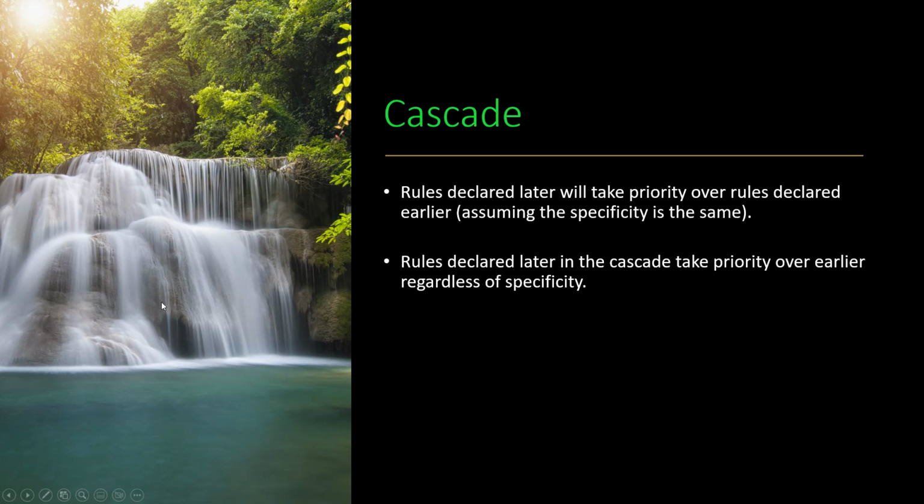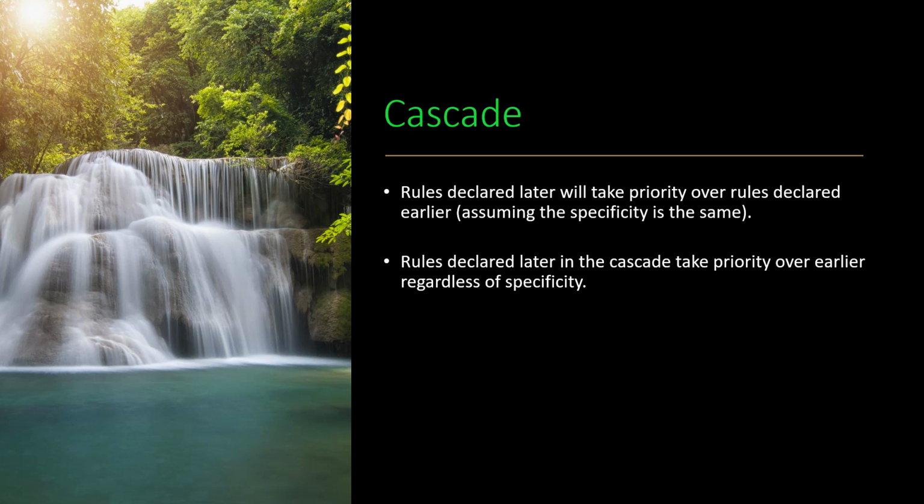Now, if we look at our second bullet point there, it might appear to be saying the same thing, but it's a little bit different. So our second bullet point there says, rules declared later in the cascade take priority over earlier, regardless of specificity. And what we're really talking about here is something on a later cascade layer. So we obviously have two different factors at work here. We have something that could be later in the same style sheet, but we could also have something that's on a later cascade layer. And these are slightly different things.